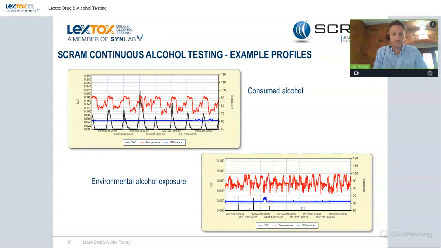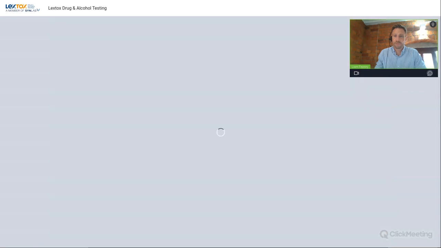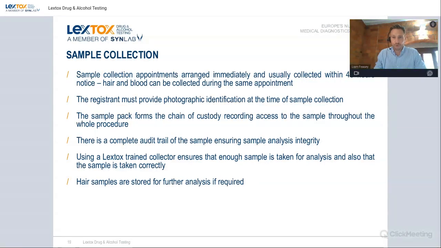So the SCRAM device is detecting alcohol external to the body as opposed to alcohol being absorbed and eliminated from the body. So this could be the individual using products containing alcohol, such as fragrances, moisturizers, for example, or working in environments where there's a lot of alcohol present, such as bars, restaurants, that sort of environment. So we can really tell the difference between consumed alcohol and environmental alcohol, and our reports would actually explain that.